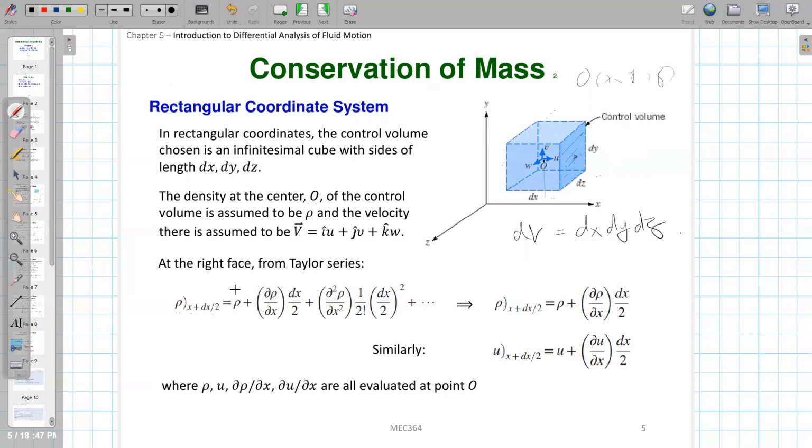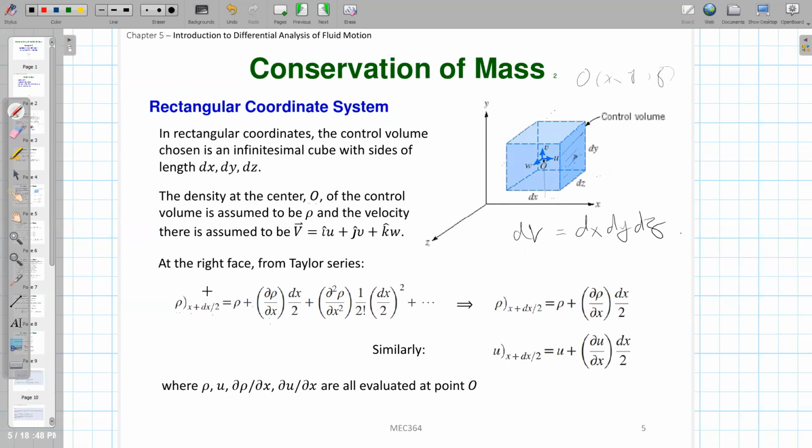Then we can just use the Taylor series. This is a small difference, right? So this value can be calculated based on the derivatives. Rho will be plus partial rho partial x. The reason we're using partial is that this is not only a 1D problem, it's a 3D problem, right? Rho also depends on y and z. So this only gives you the density gradient in the x direction, and this gradient times delta x over 2, plus some higher order terms, will give you this value.